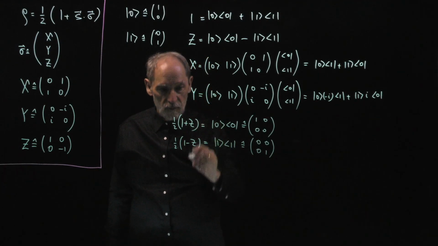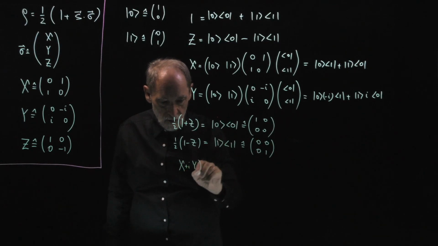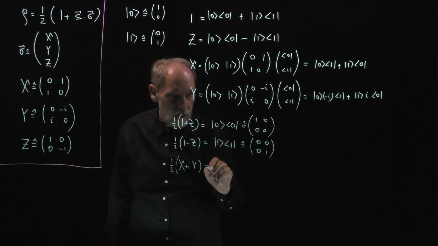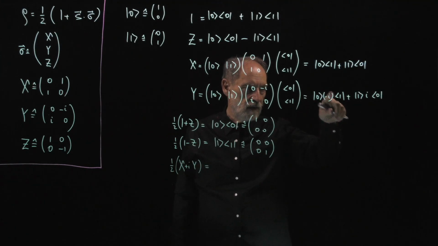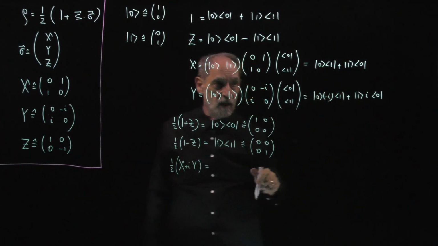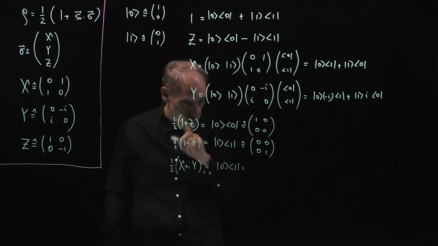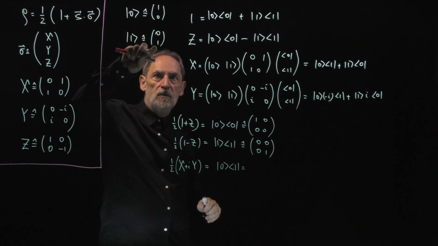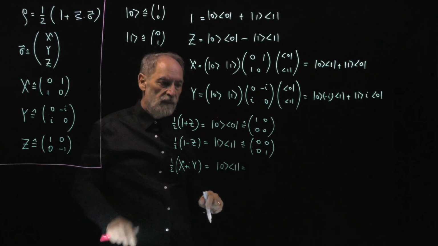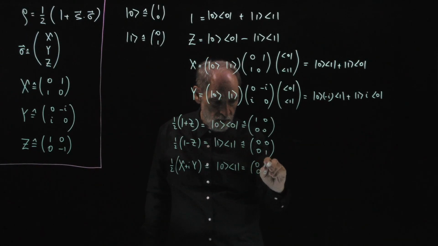And finally, if I do something similar for x and y, I have the x plus iy combination divided by 2. All right, so I multiply y by i. This turns this negative i into 1 and this i into -1. So these two terms cancel in the addition, and these two add up, and I get the |0><1| ket bra. And so now this is this column multiplied by the adjoint row of this column. And so that would be the 0, 1, 0, 0 matrix.